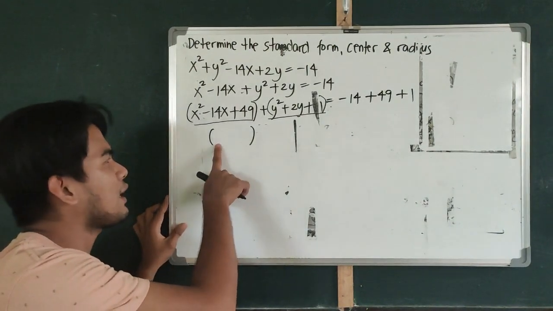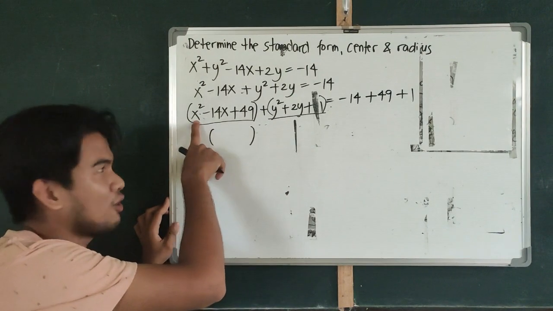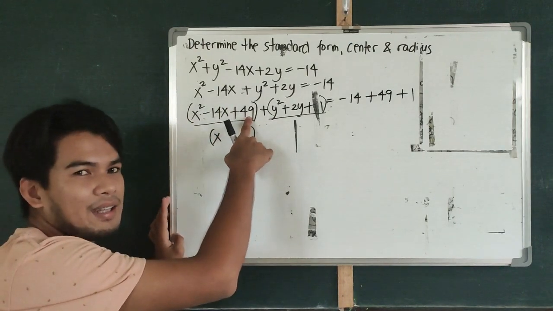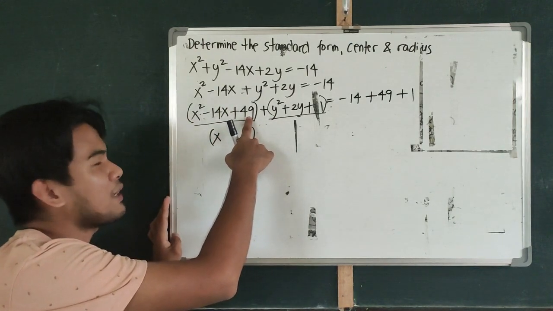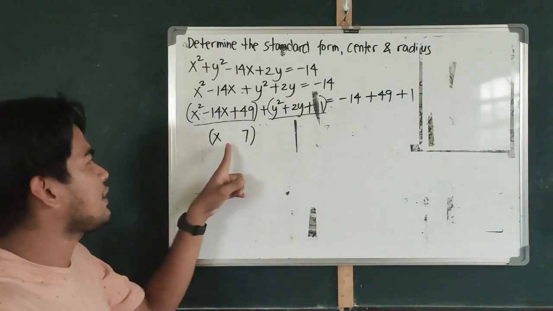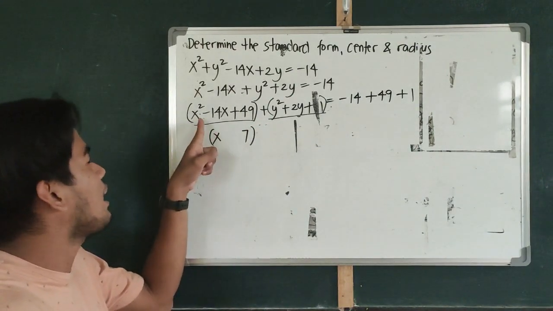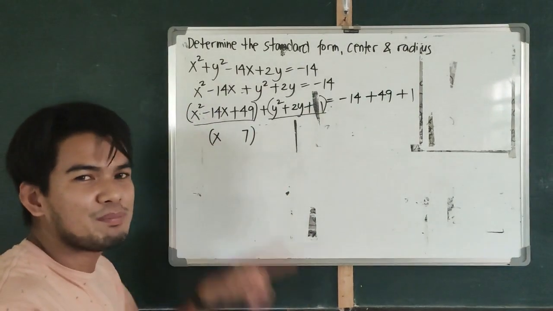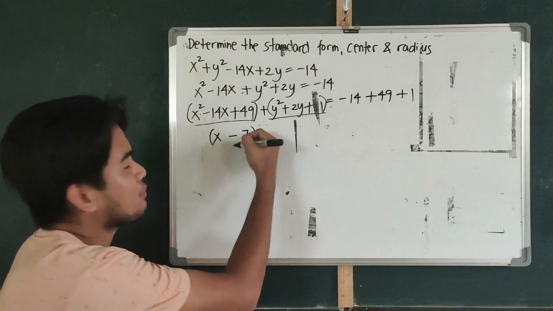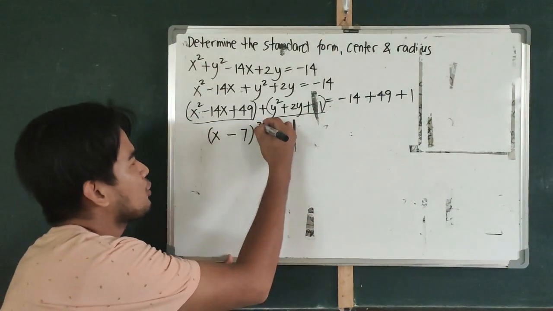Definitely, yung first term ng ating factor ay ang square root ng first term ni trinomial. So square root of x squared is x. Square root of 49 is 7. Ito naman ang magiging second term ng ating binomial. At ang sign nila, ang operation that separates the two, nakadepende doon sa sign ng middle term ng trinomial. Since negative ito, negative, or subtraction yung operation that separates the two. Don't forget to include squared.